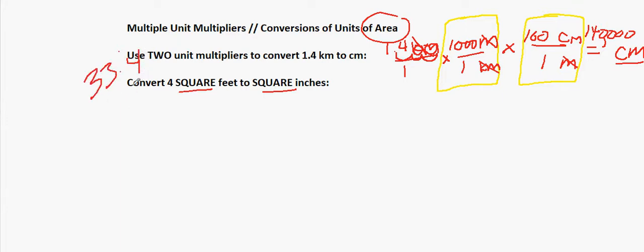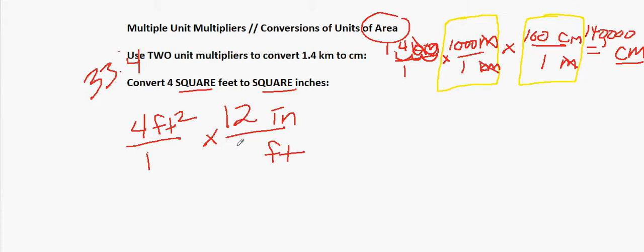Okay, so we start as always with our 4 feet to convert, but they're not just feet, they're square feet, which is like feet times feet. And to cancel out feet times feet, our first unit multiplier needs feet on the bottom, and we're converting to inches. So how many inches in a foot? 12. So far nothing's different.